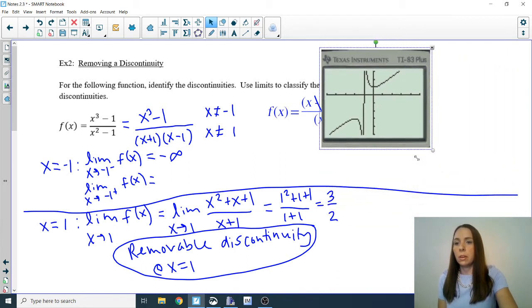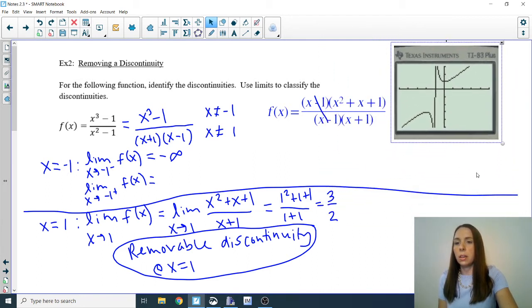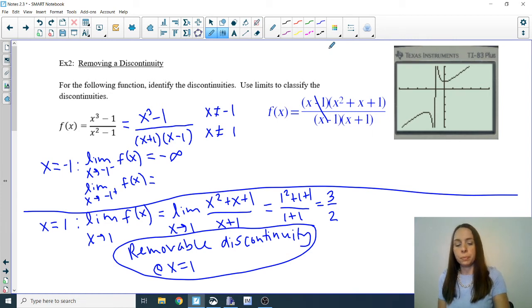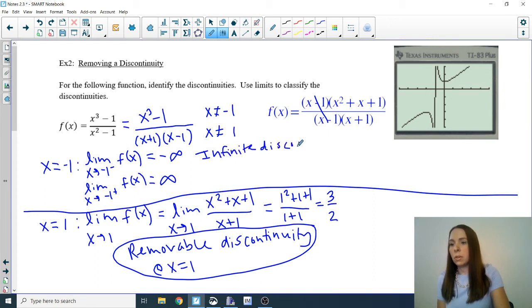Okay, here it is. The limit as x approaches -1 from the right is equal to, look at that, it's going up to infinity. And so therefore what we have here is an infinite discontinuity at x equals -1.